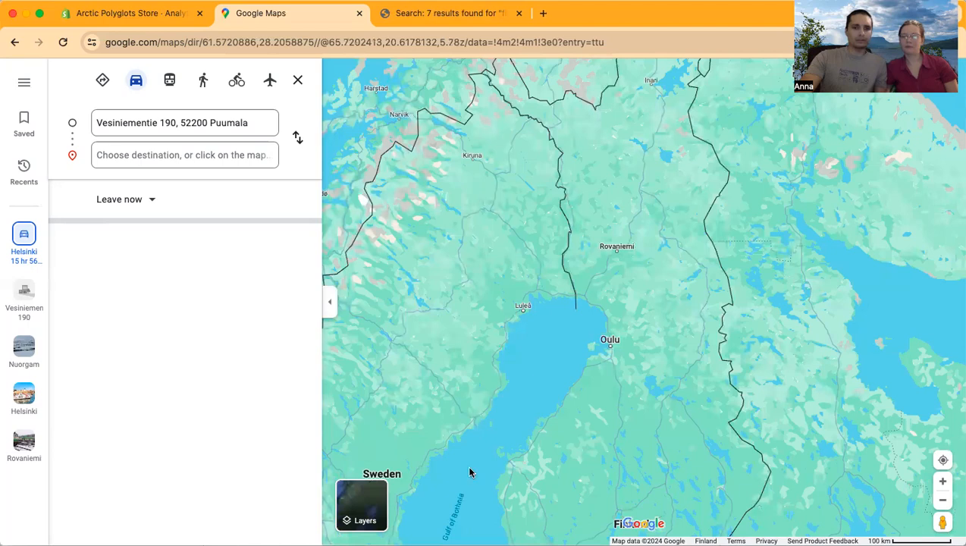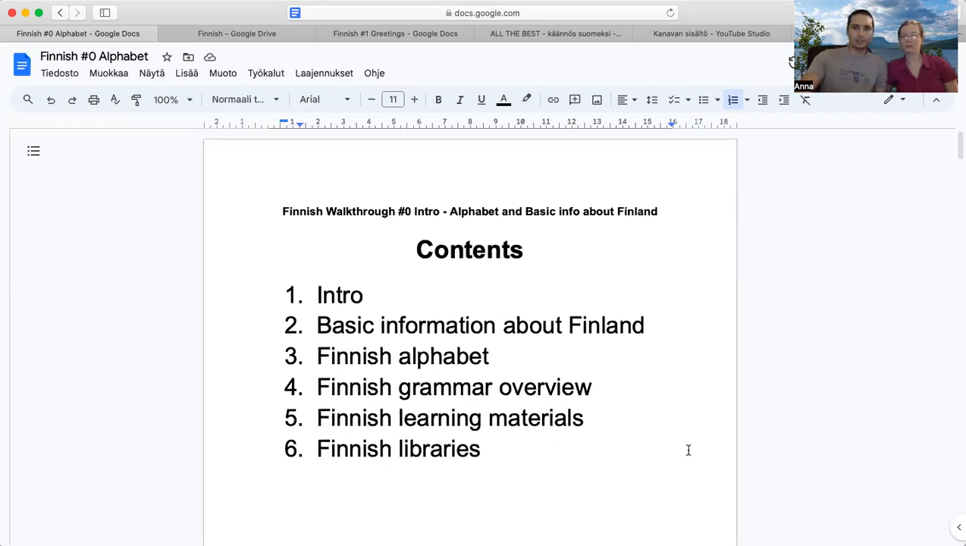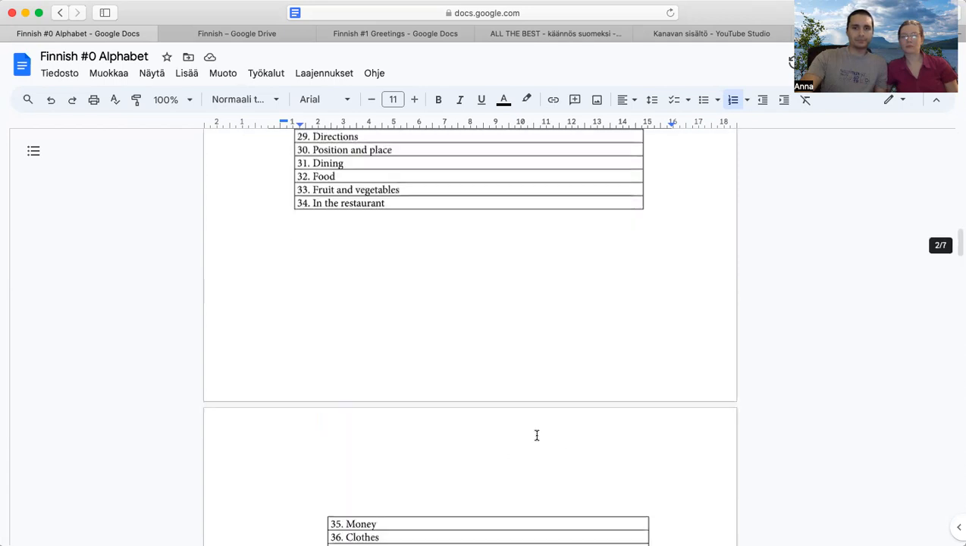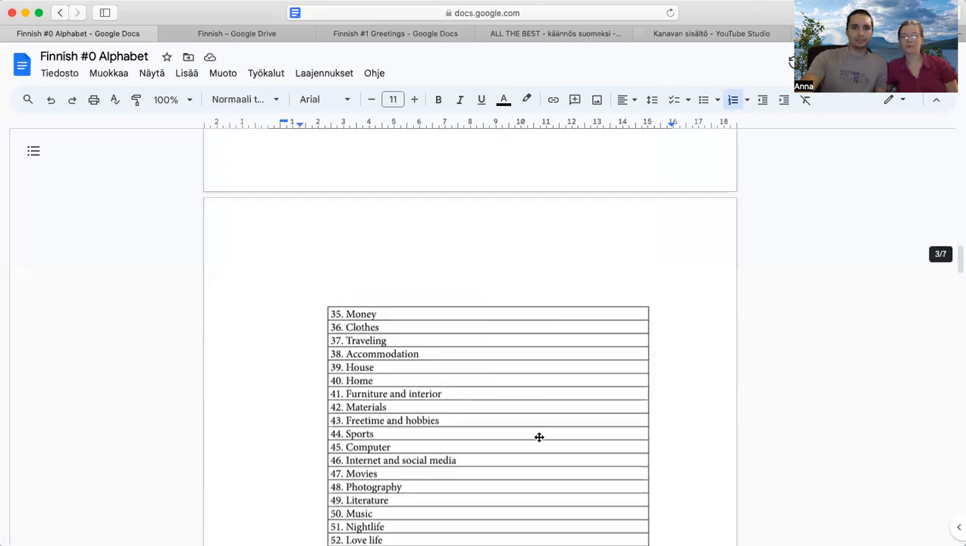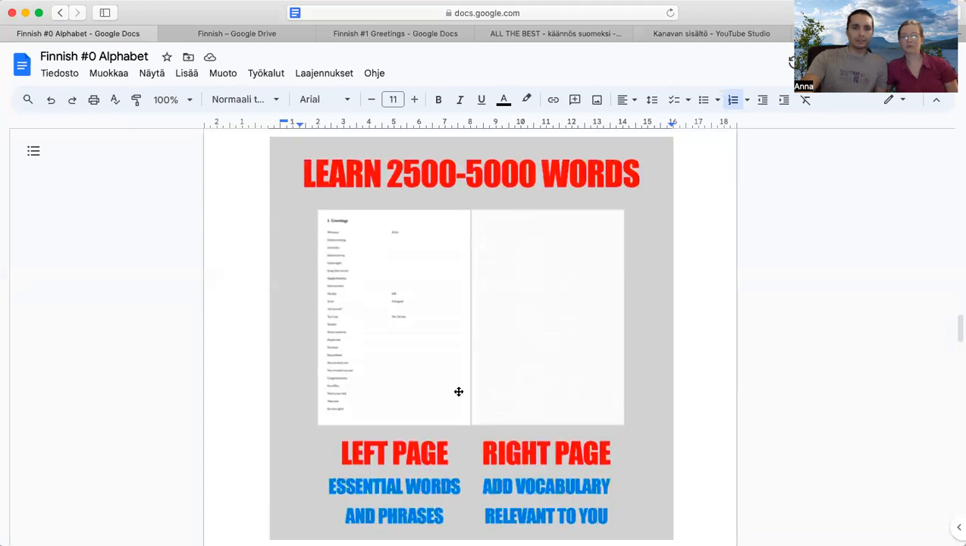Now let us go to the teaching system, the system that we have to teach people Finnish. So we are using the language notebooks that I developed. So here is the structure you can see.